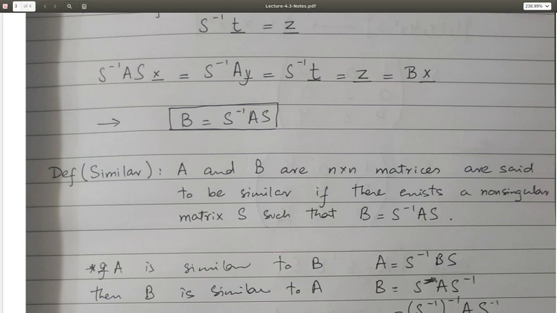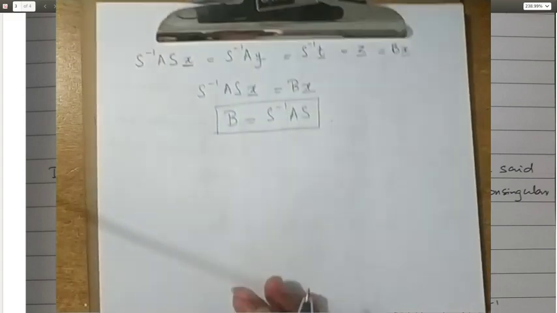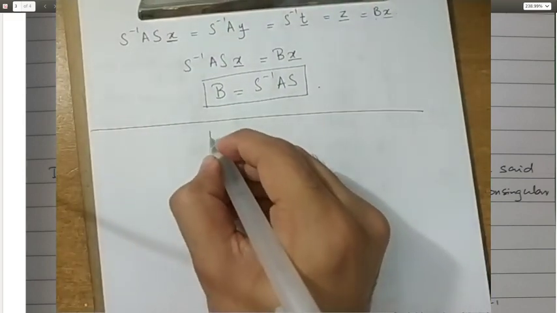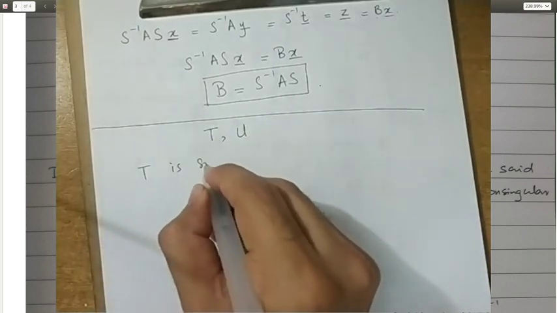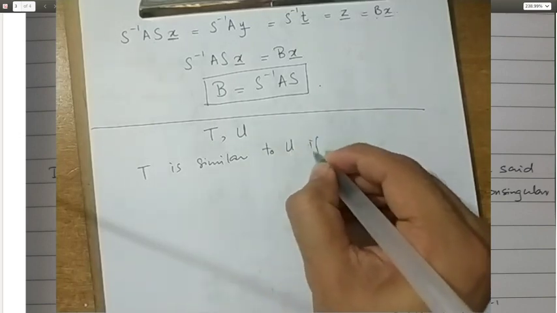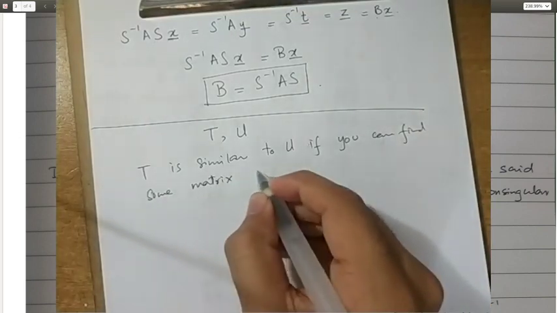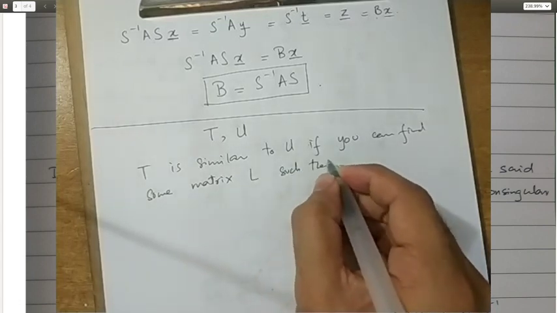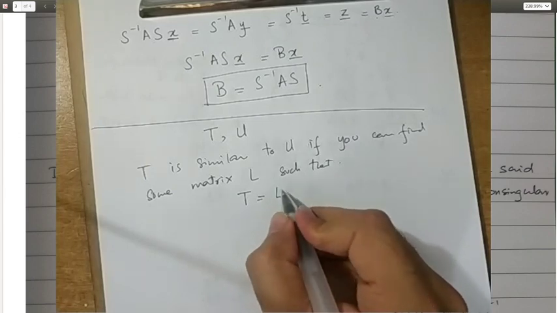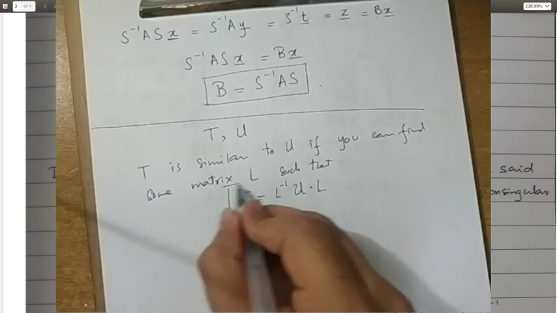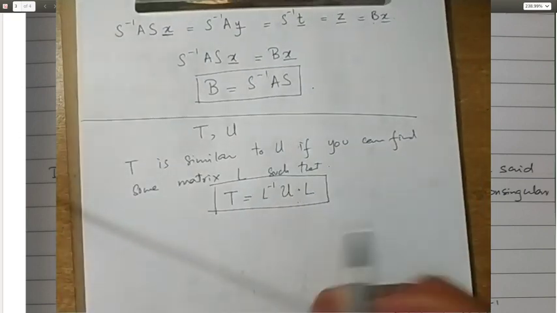Which brings us to the definition of similarity. We say that B is similar to A if you can write B as some S inverse multiplied by A multiplied by S. So the definition is saying the following: if you have matrix T and matrix U, then T is similar to U if you can find some matrix, let's suppose L, such that T can be represented as L inverse times U times L. And this is the definition of two matrices being similar.